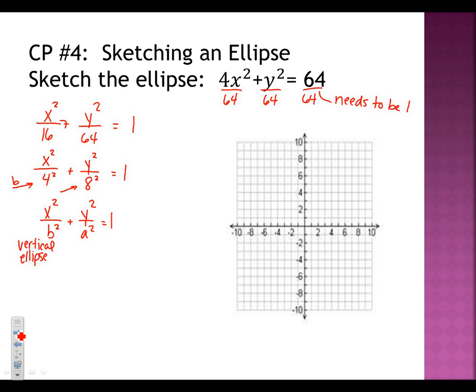So this tells me then that b is 4 and a is 8. So if this is going to be a vertical ellipse with a of 8, I know I've got this point here and this point here that I can graph. If b is 4, I can go 4 away from my center for that. And all I need to do now is send my sketch through, and I have my ellipse.